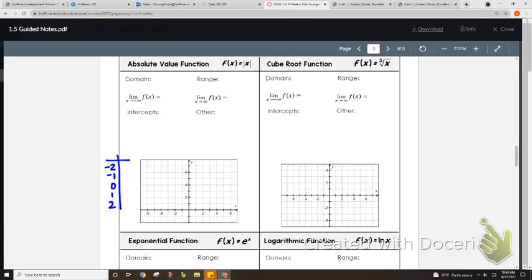Now remember, when you take the absolute value of a number, it's always going to come out positive because absolute value tells us the distance that number is from 0, and distance is always positive. So the absolute value of negative 2 is 2. Absolute value of negative 1 is 1. Of 0 is 0. 1 is 1. 2 is 2. And so we're going to graph this. And it makes a V shape.